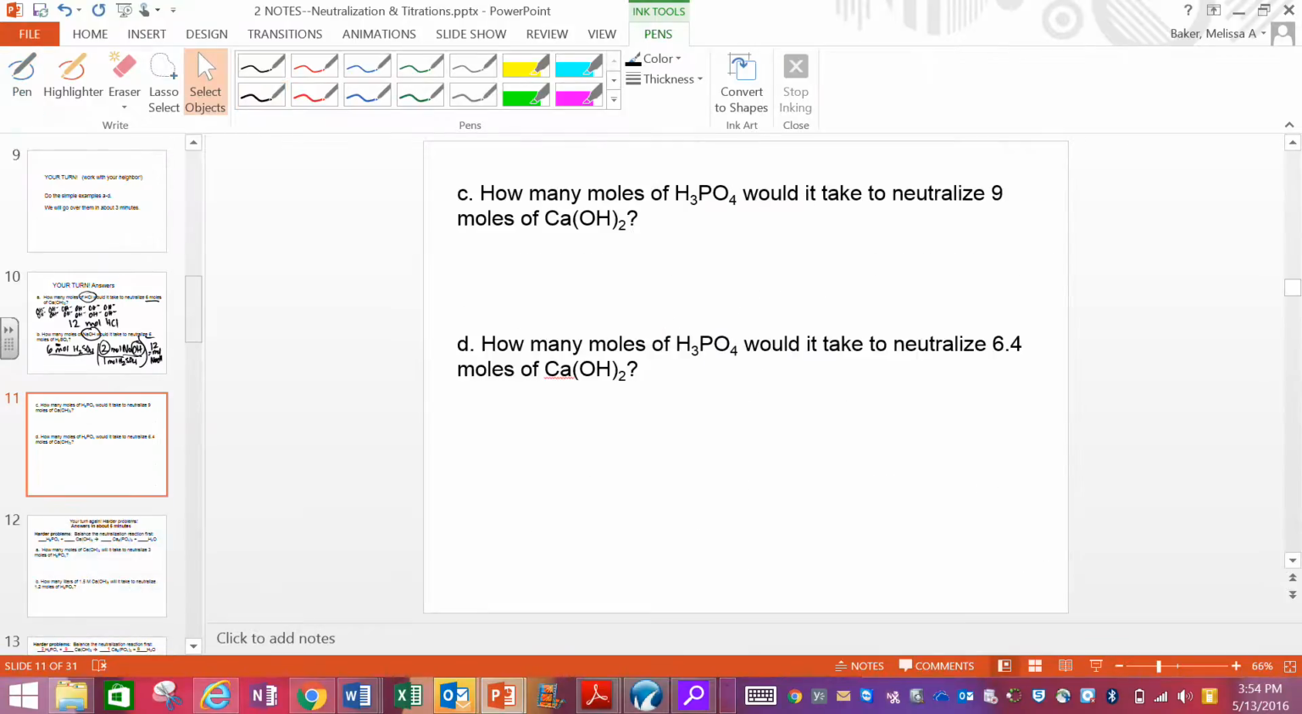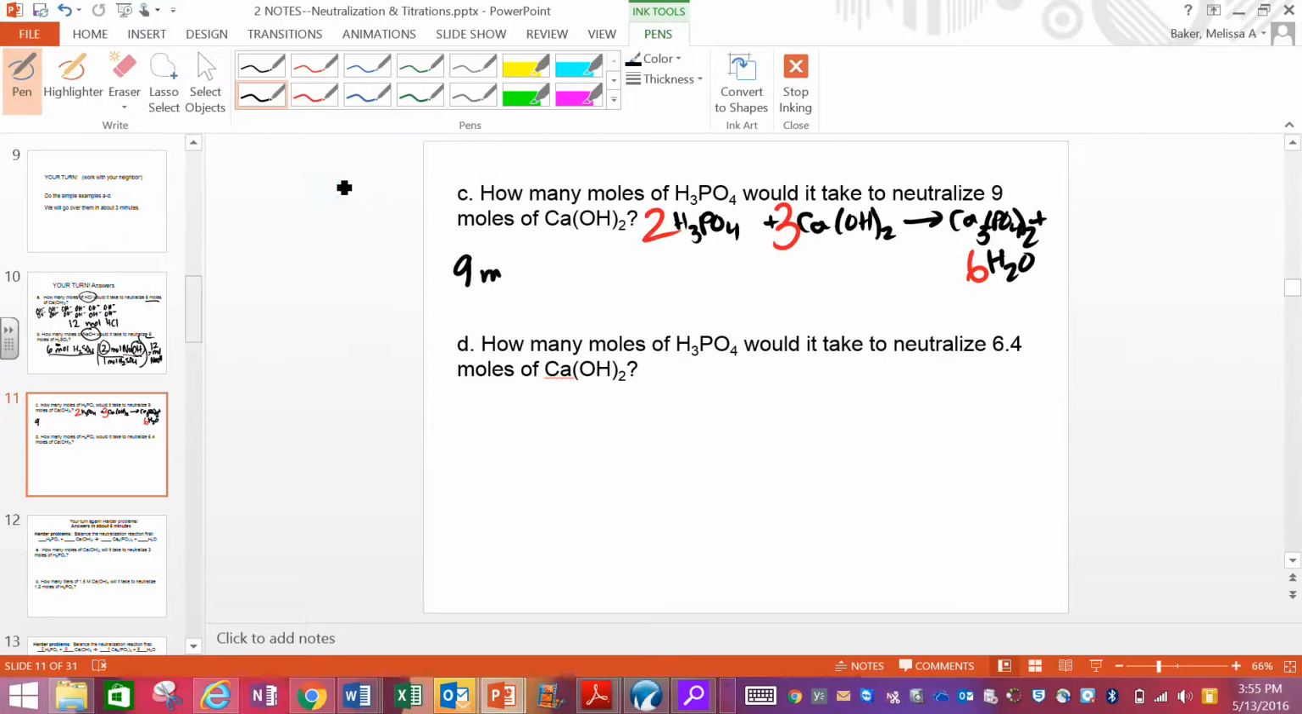Okay, a couple more. Let's write out the equation for this one. So we've got H3PO4 plus Ca(OH)2. That's going to make Ca3(PO4)2 plus water. This is not balanced, so let's balance it. We're going to need a 3 here, a 2 here, and a 6 here. I think we did this exact equation earlier. So if I want to neutralize 9 moles of Ca(OH)2, how many moles of H3PO4 am I going to need?